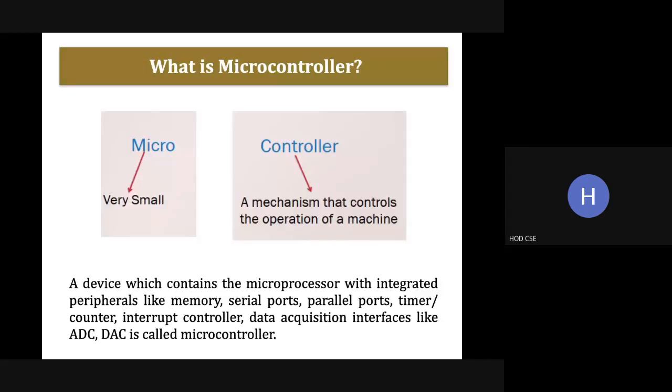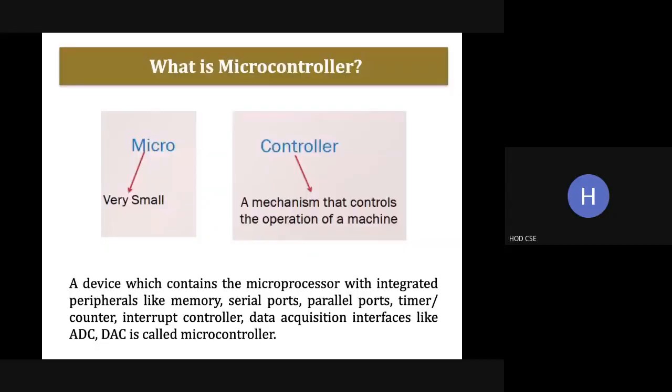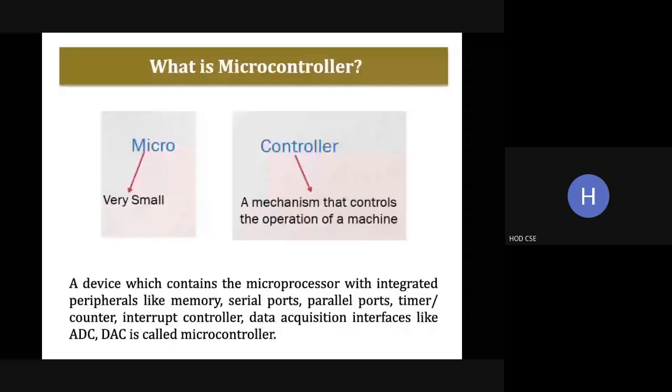So let's see what a microcontroller is. Micro means very small, and a controller is a mechanism that controls the operation of a machine. Actually, a microcontroller is a device which is used to perform a particular function repeatedly. You got it? For example, if you have a fridge, it's a machine. The mechanism in that fridge is that when the temperature reaches a particular level, it automatically switches off, and we can set the temperature also.